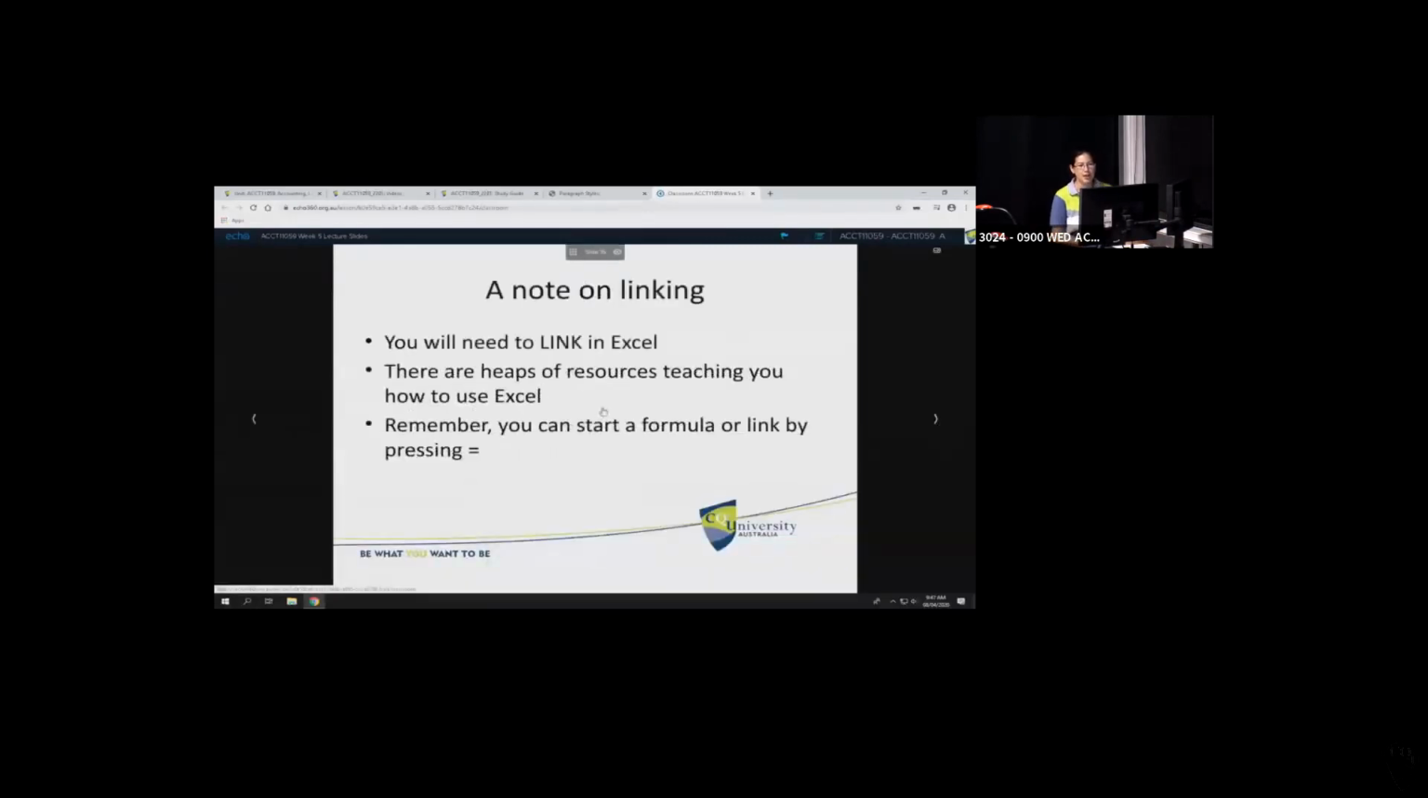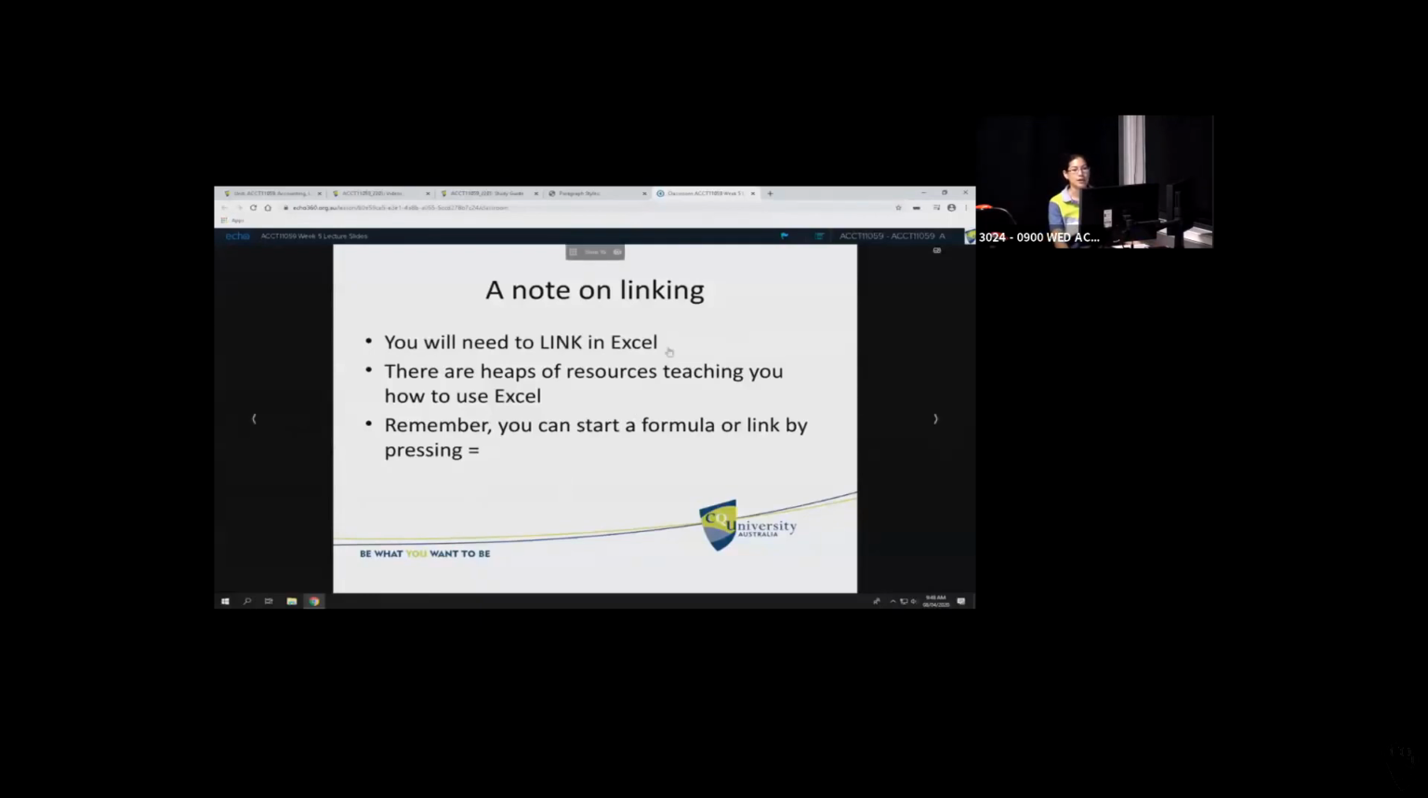Okay, note on linking. So you will need to link in Excel. There are heaps of resources teaching you how to use Excel. And remember, you can start a formula or link simply by pressing that equals button on your keyboard. Okay, so if you've never used Excel before and you're a little bit scared about it, take the time to learn how to use it now. Okay, it will serve you in good stead later on, I can guarantee you.